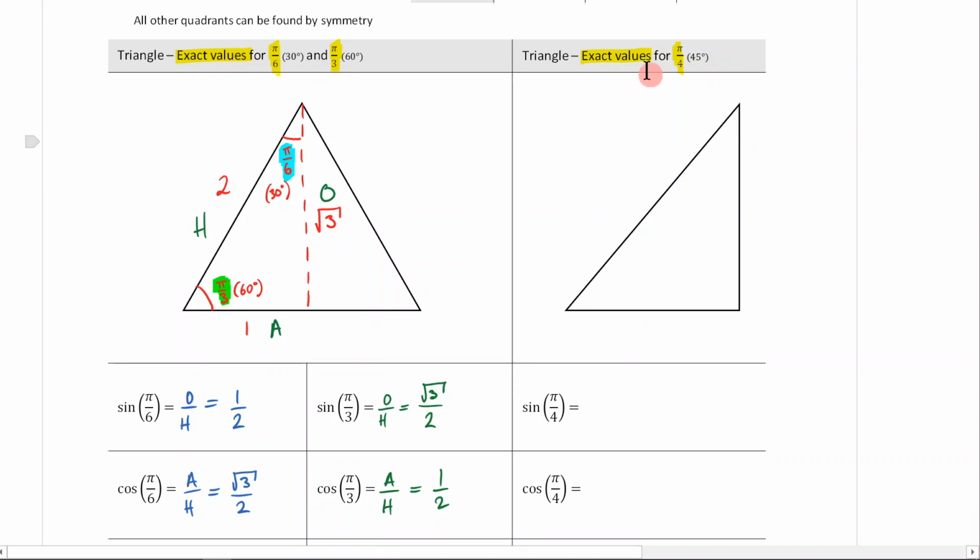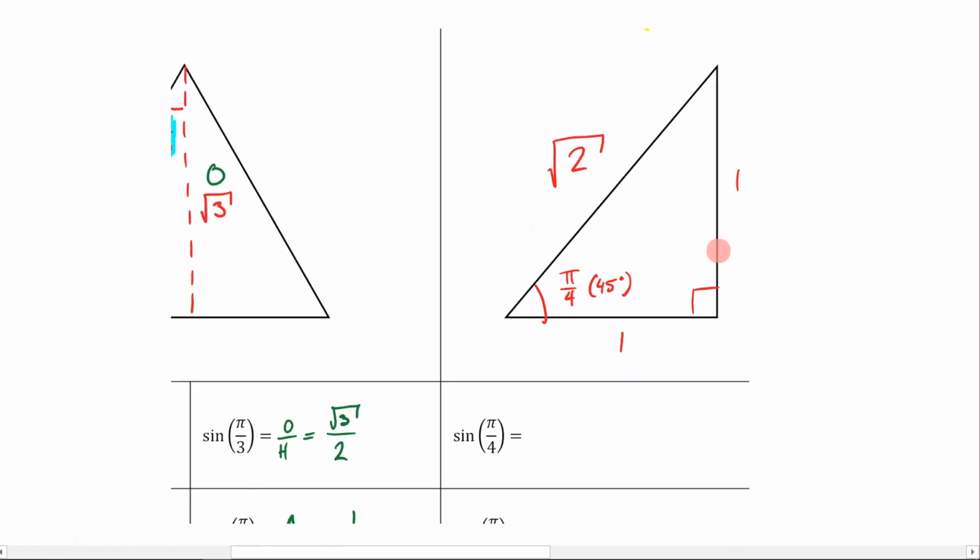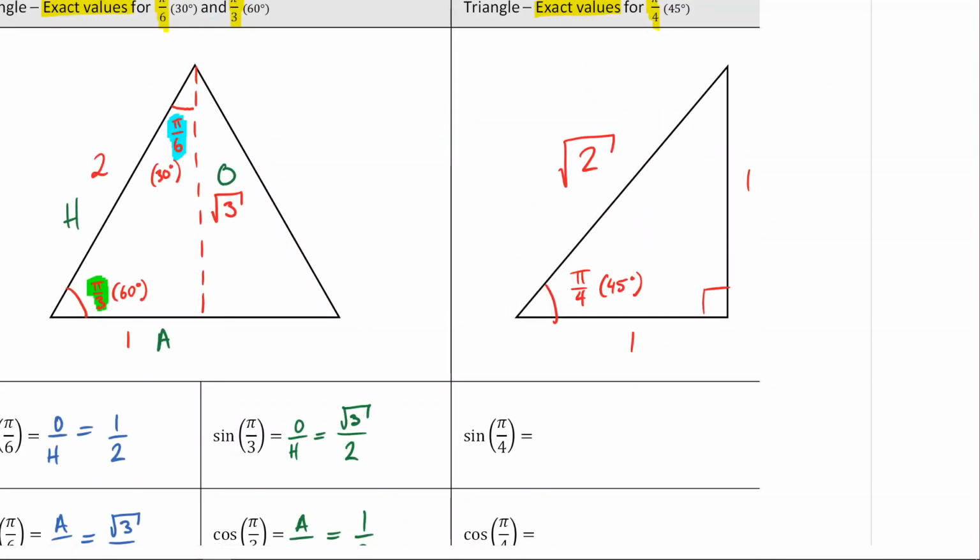If you want the exact values for pi on 4, you have to use this one right here. Let's go through how we're going to write this one up. What you're going to say is that this length is 1, this length is 1, and then by Pythagoras, we know this is going to be the square root of 2. This is also a right angle triangle, and this is going to be pi on 4 here, which is, as we know, 45 degrees. Then, using this, we can write in what our exact values are.